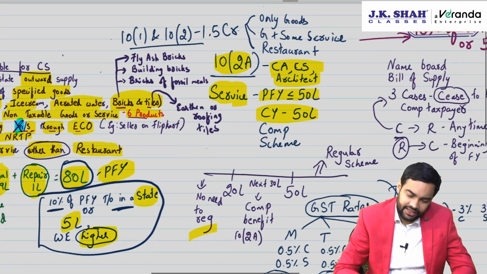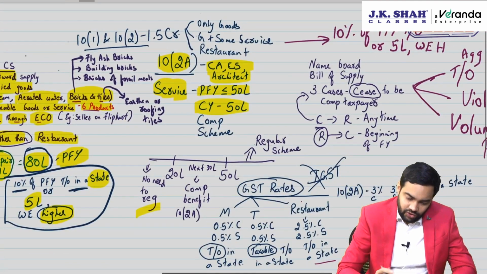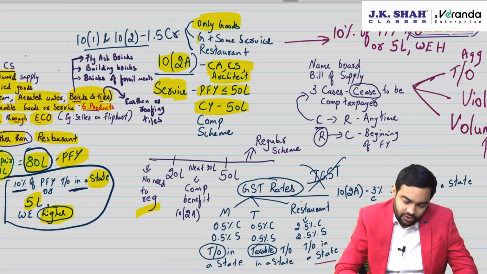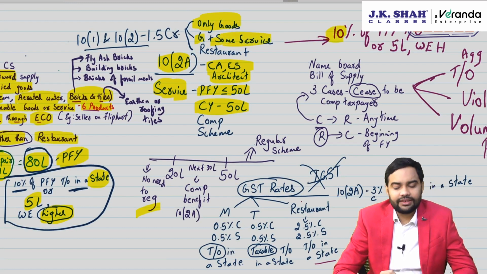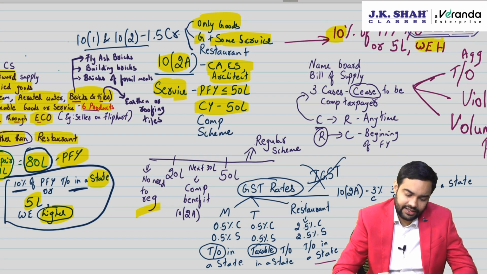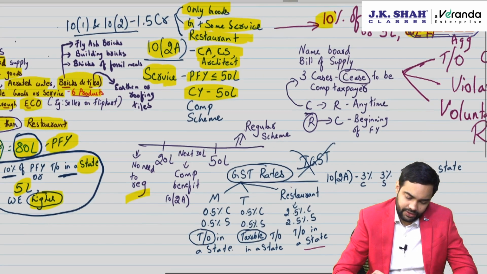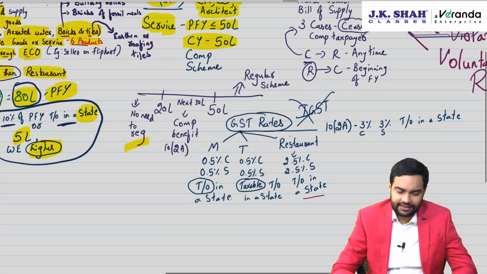So 10-1 and 10-2 is for a person who is only dealing in goods plus some service to the extent of 10% of PFY turnover or 5 lakh, whichever is higher. And the last one is restaurant. Restaurant also is eligible for 10-1, 10-2. Other than that, 10-2A can be opted. Now, how does the mechanism work?